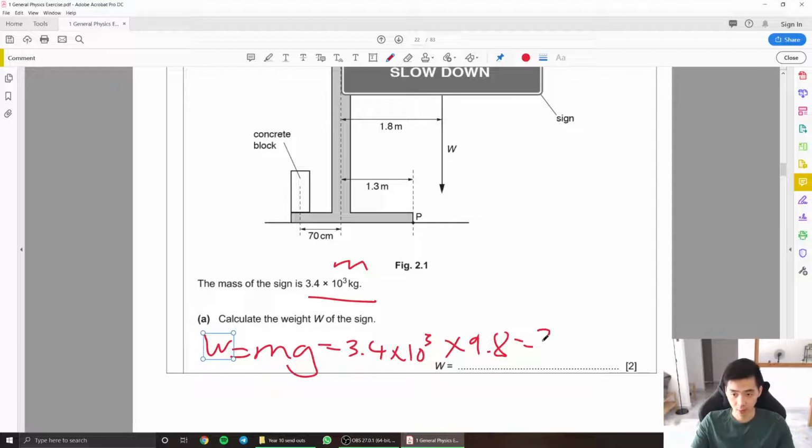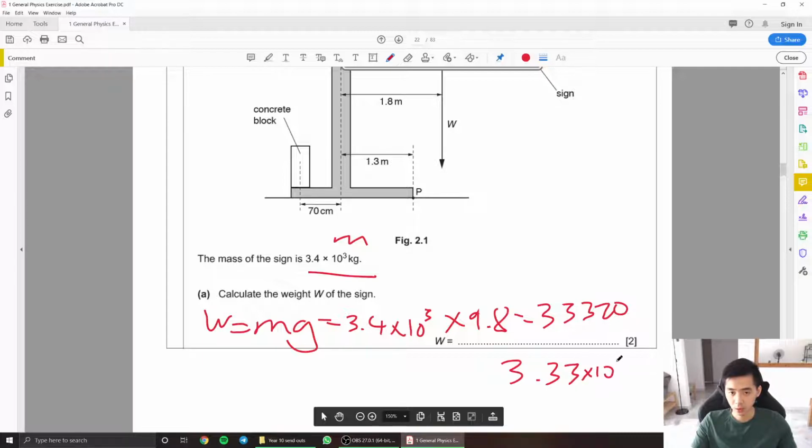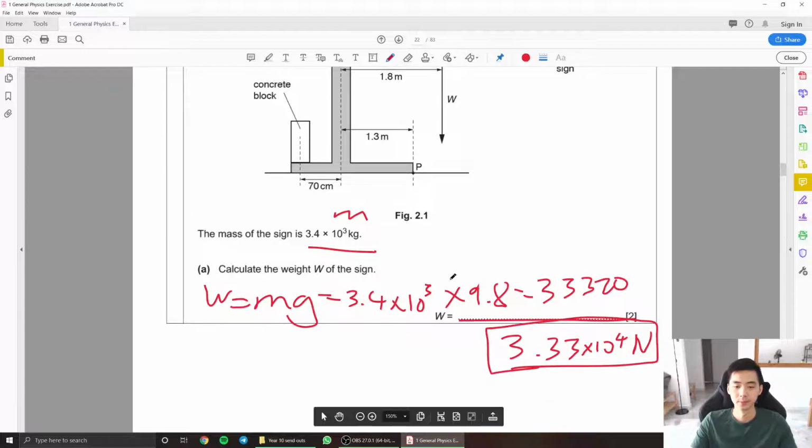You will get a rough number of 33320, which is going to be changed to standard form of 3.33 times 10 to the power of 4 newtons instead. This should be written at this dotted line here.